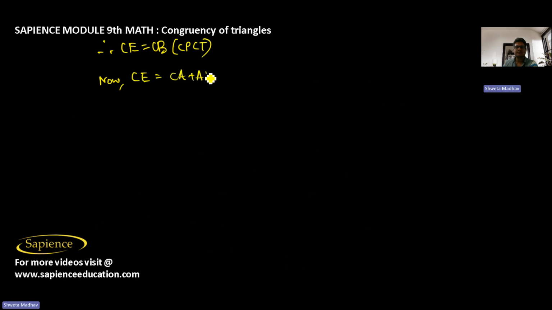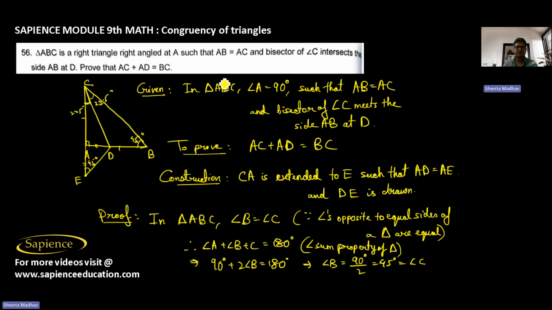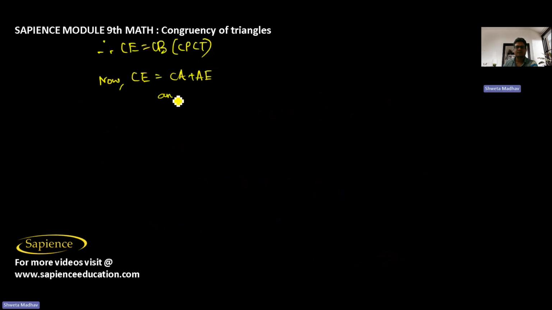CA plus AE. And AE is equal to AD also, which is according to the construction.